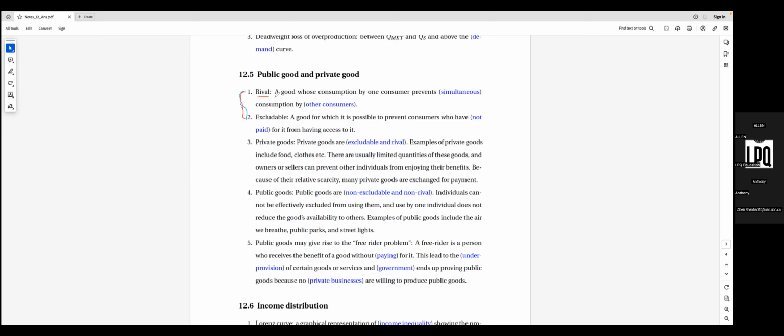Right now I'm holding a pencil. Is a pencil a rival good or a non-rival good? If I'm using this pencil to write down something, imagine you are holding a pencil and writing down something for taking notes. The pen should be a rival good. If you are using this pen to write something, that means another person cannot use the same pen at the same time.